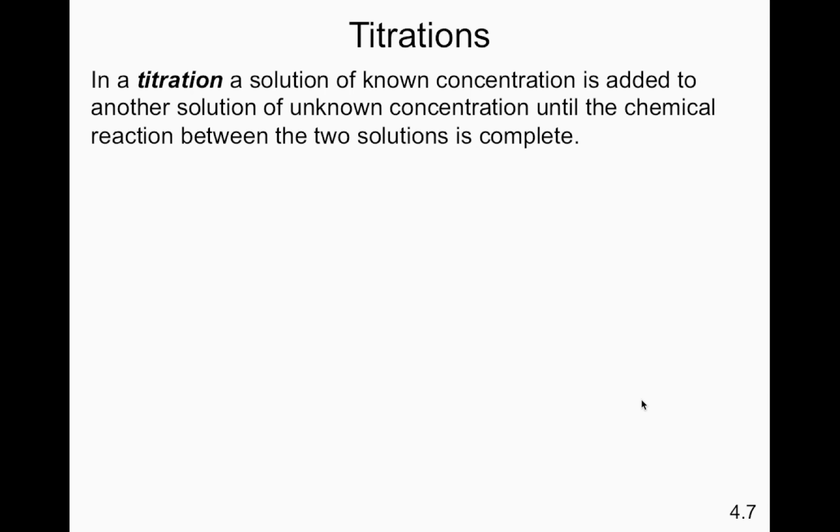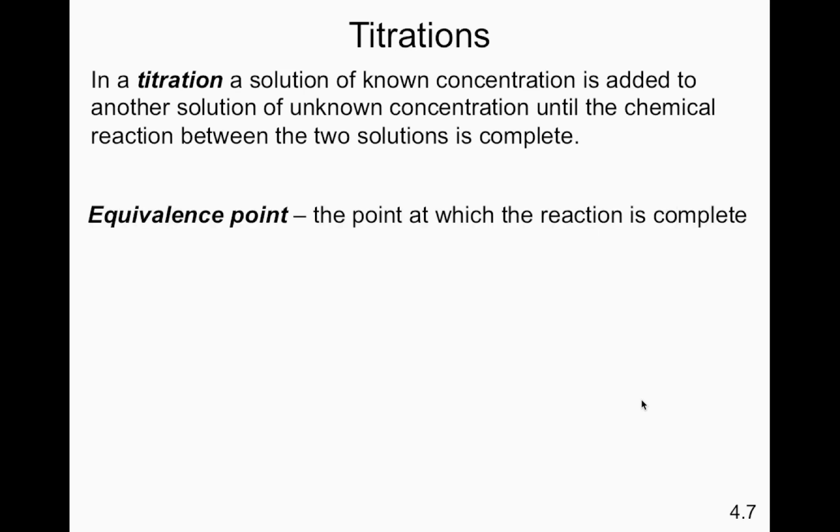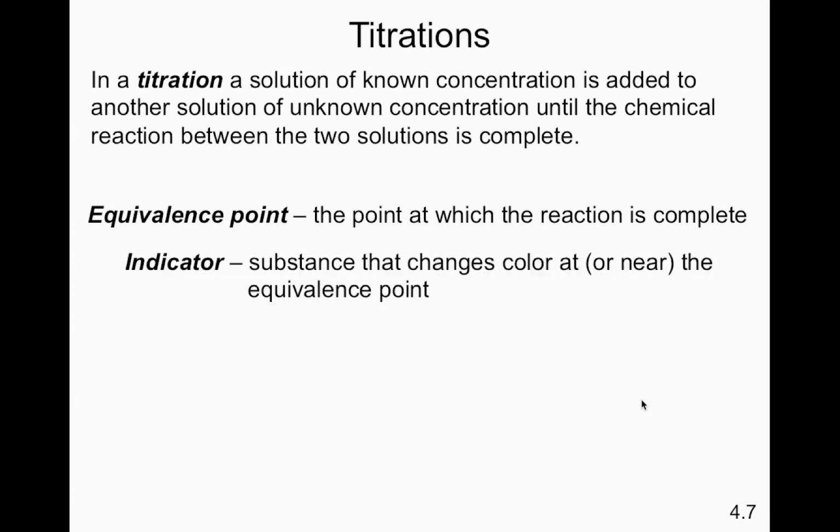In titration, a solution of known concentration is added to another solution of unknown concentration until a chemical reaction between the two solutions is complete. Usually you're looking for the concentration of an unknown acid or base when you know its volume, or you're asked how many milliliters of an unknown acid or base would be needed to react with another solution. We have a couple of terms here. One is the equivalence point, the point at which the reaction is complete. And then we have an indicator, a substance that changes color, added near that equivalence point.